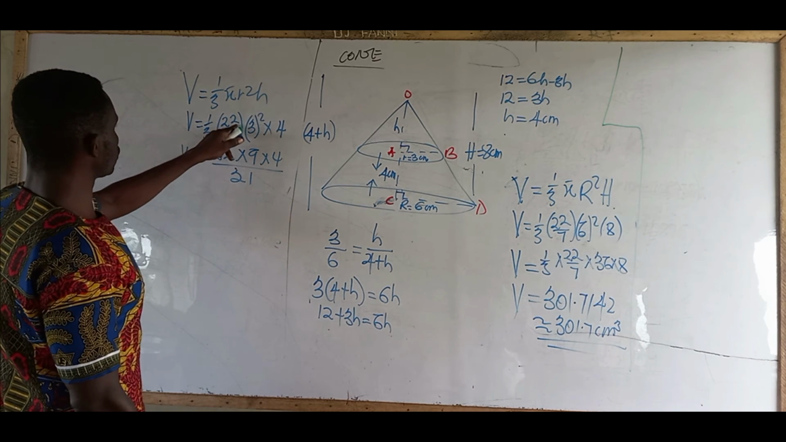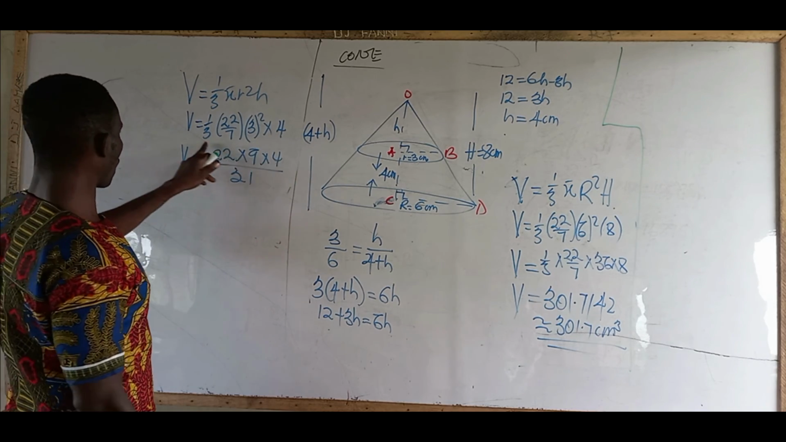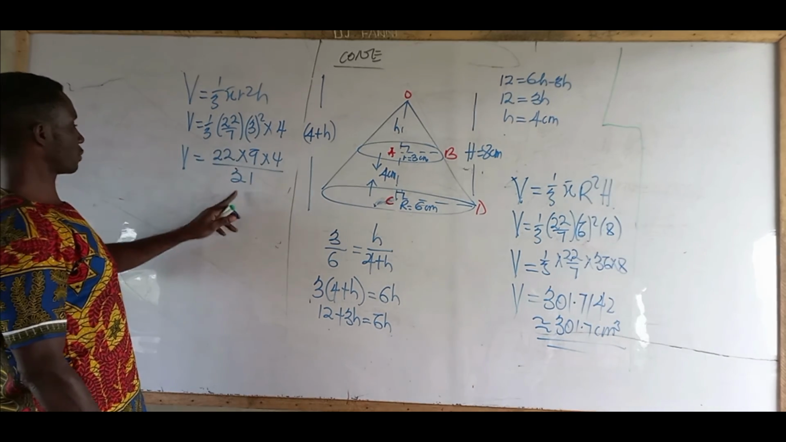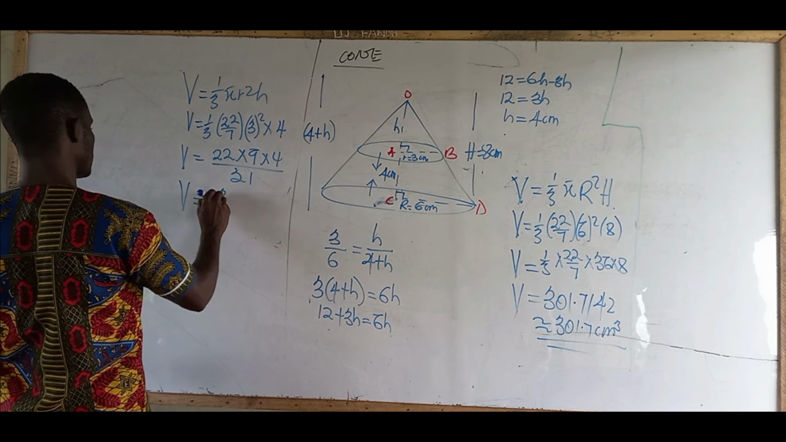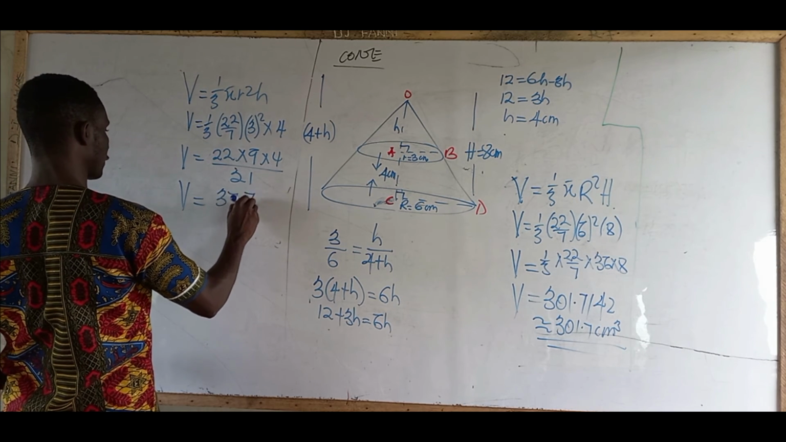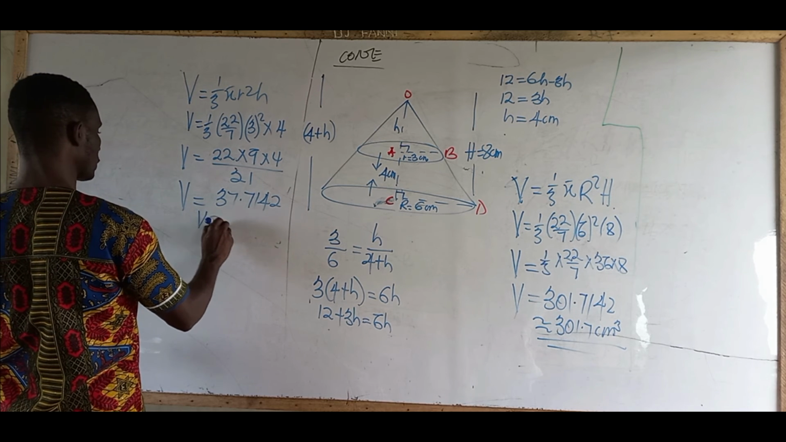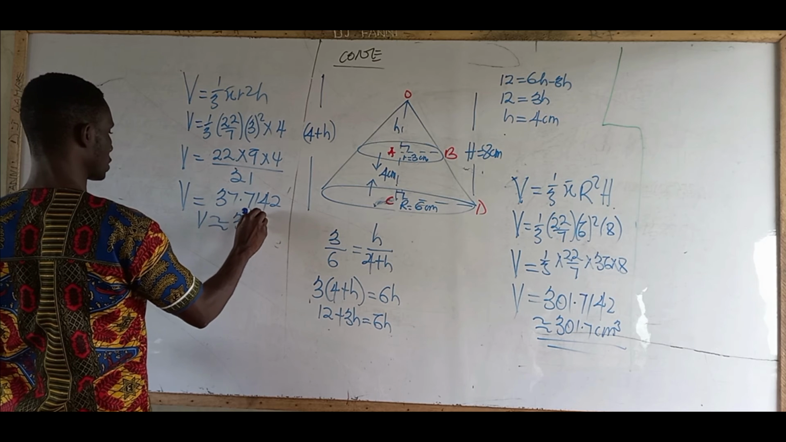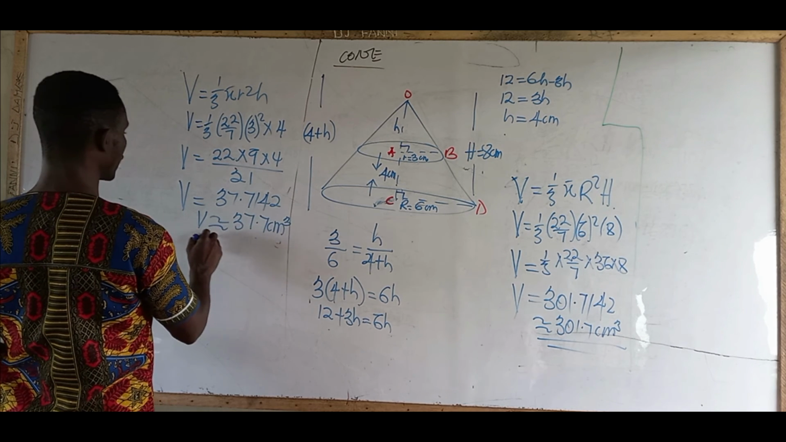over 21. Because 1 times 22 gives us 22, times 3 squared, which is 9, times 4, which is here, all over 3 times 7, which is 21. And the volume will be equal to 37.7142. So the volume is approximately equal to 37.7 centimeters cube. The unit is very important.